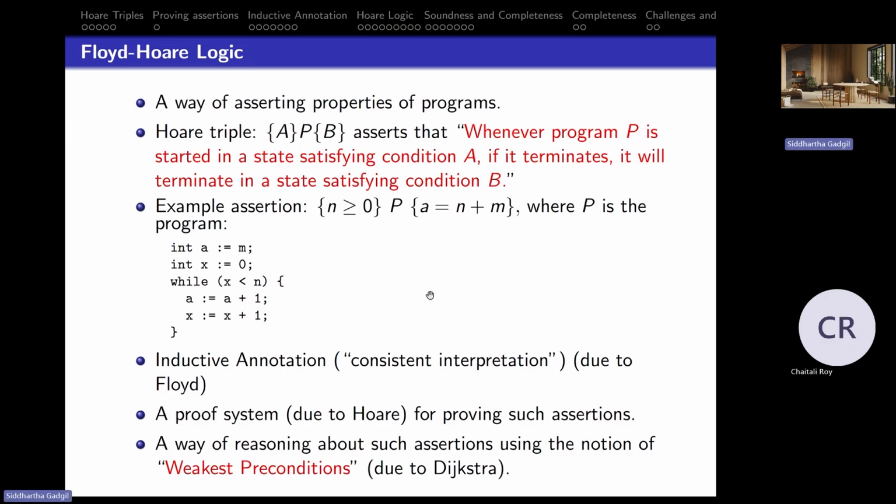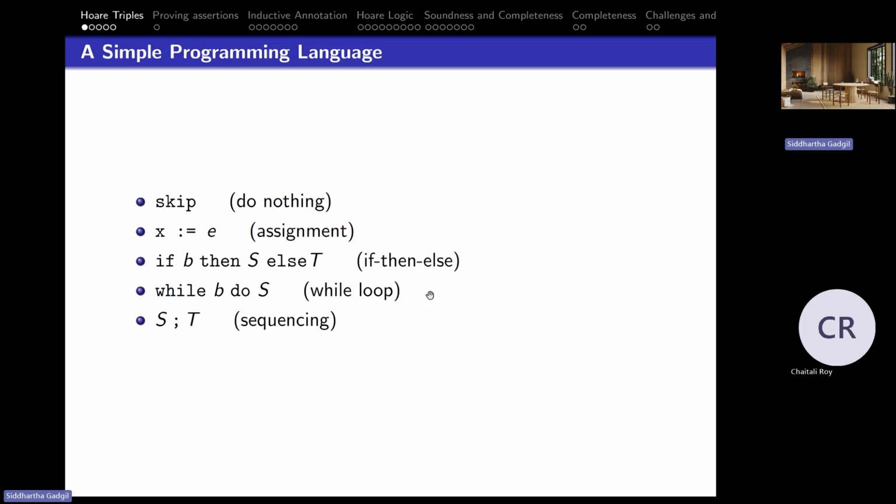Okay, and there's also another big name in this area, which is Dijkstra, who came up with this notion of weakest preconditions, and that's useful in proving completeness, for example, of this proof system of Hoare. So hopefully we'll see all these three things. The one in Lean is more of a functional style of program. So this is more like the C language.